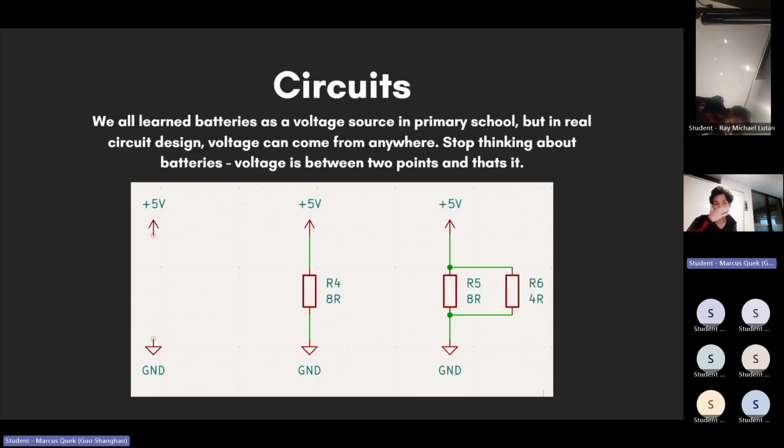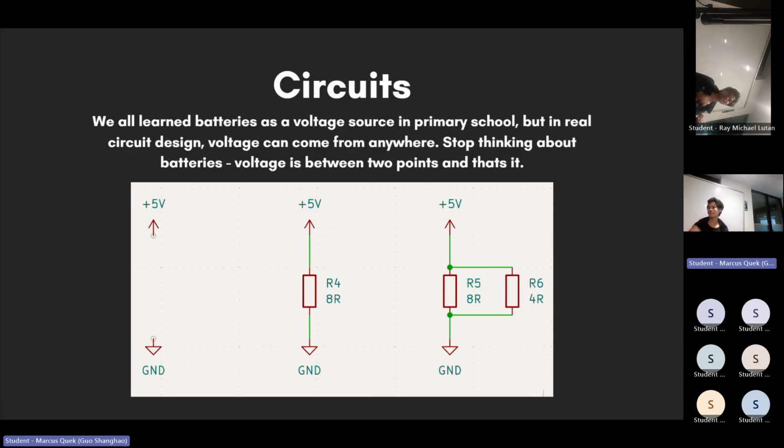Okay, great. Okay, side note, everyone learned batteries as a voltage source in primary school. But in real circuit design, voltage is just between 2 points. Okay, there is not necessarily a battery, that is simply voltage and you just do whatever with it. Okay, so stop thinking about batteries. All right, voltage is just between 2 points and that's all.